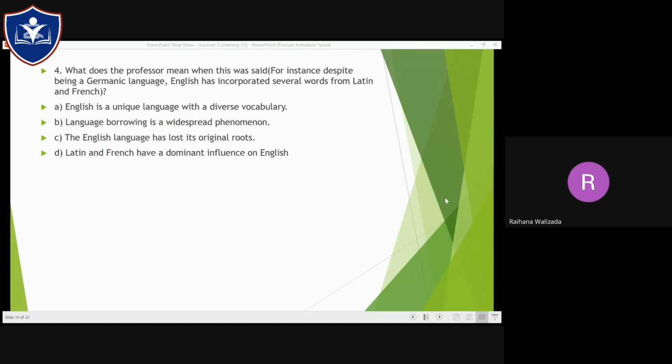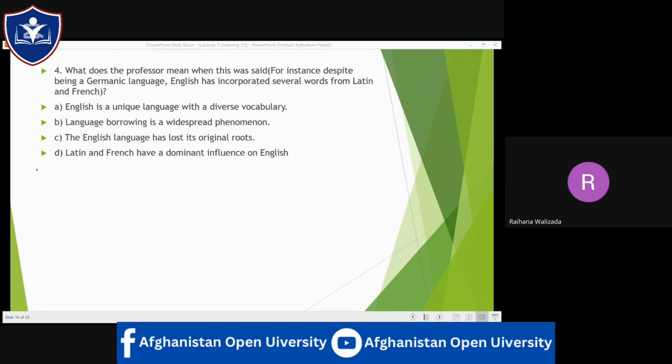Okay, here everyone says D. Some people say A. Okay, so nobody thinks B or C. Fine. About D, I have to tell you this. Let's start from A. English is a unique language with a diverse vocabulary. That was definitely not implied because he didn't say something like that. He said that despite being a Germanic language, English has incorporated several words from Latin and French.